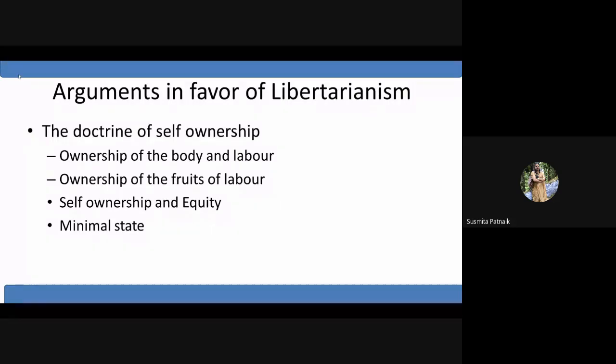It means that the decision on the fruit of the ownership should be given to the state or not to the state. So on this basis, Robert Nozick.